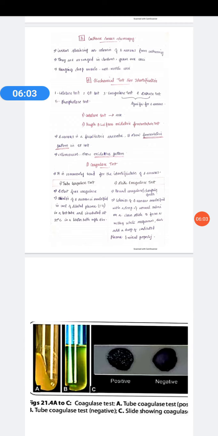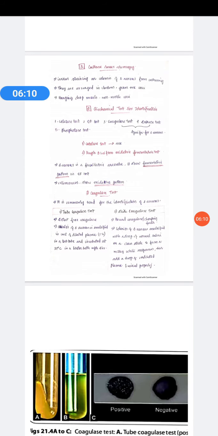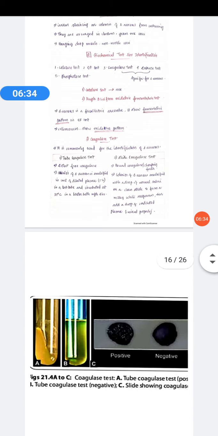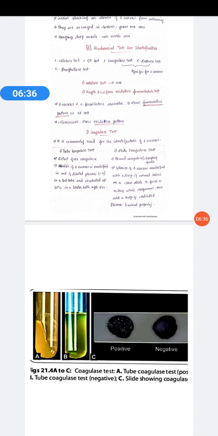Then coming to the fourth one, that is biochemical tests for identification. As I said earlier, it is based on the enzymes. Staph aureus produces catalase enzyme, so the catalase test is positive. The second test is the oxidative fermentation test. The third test is the coagulase test. The fourth is the DNase test. The fifth is the phosphatase test. Here the coagulase test and DNase test are specific for Staph aureus. Staph aureus only shows a positive coagulase test and a positive DNase test.